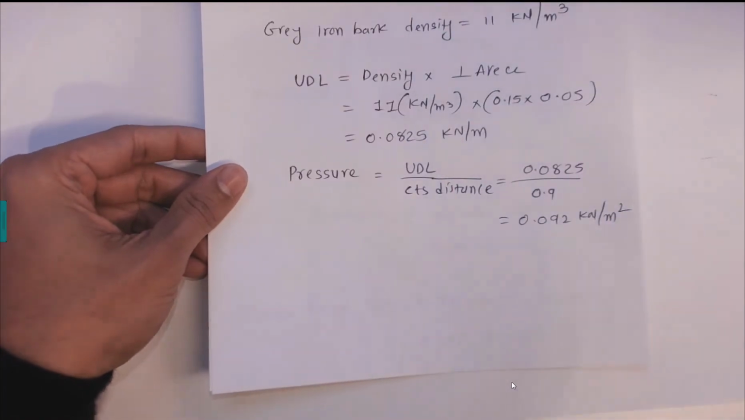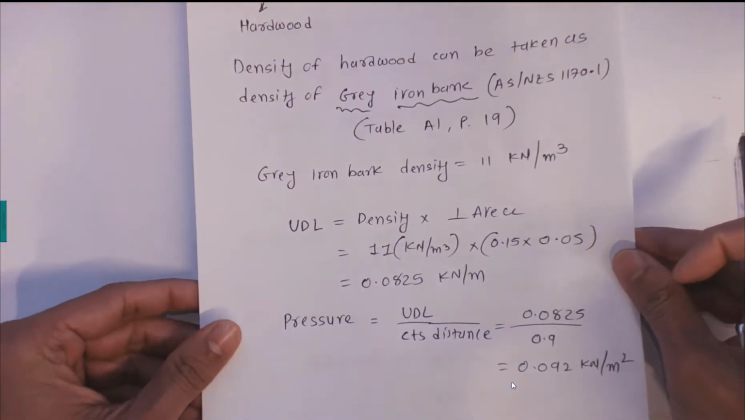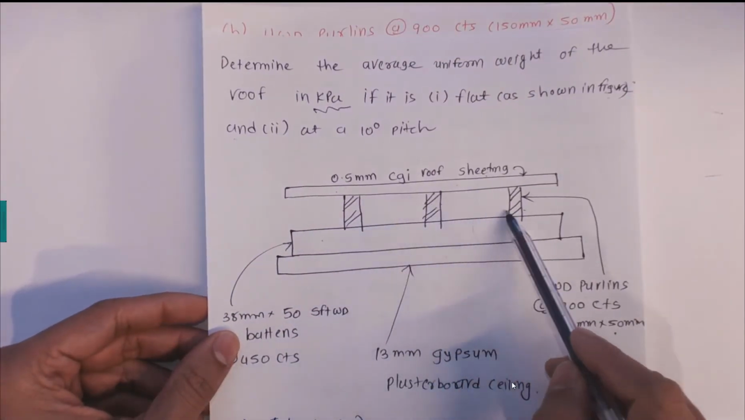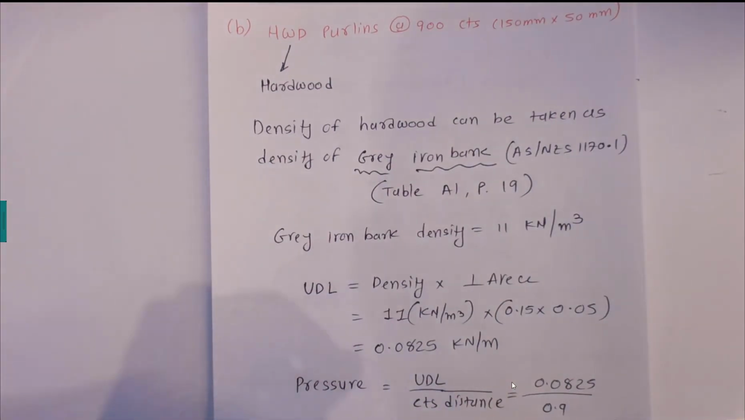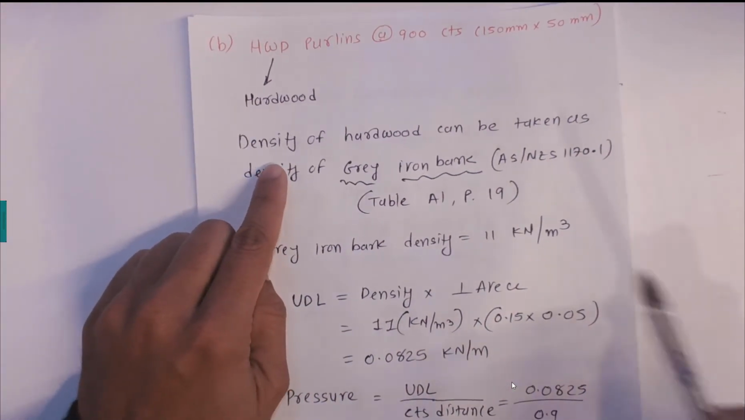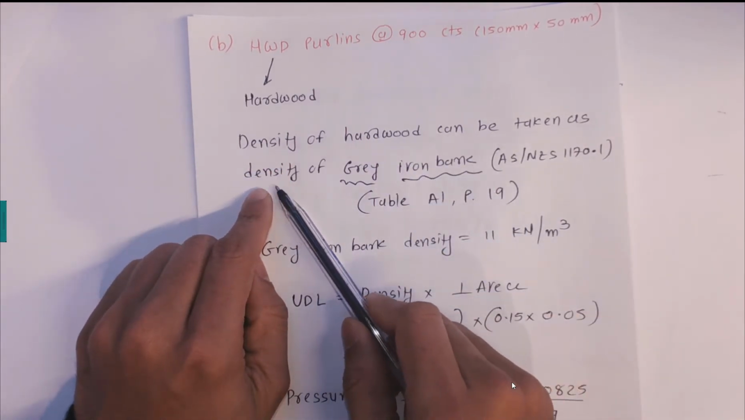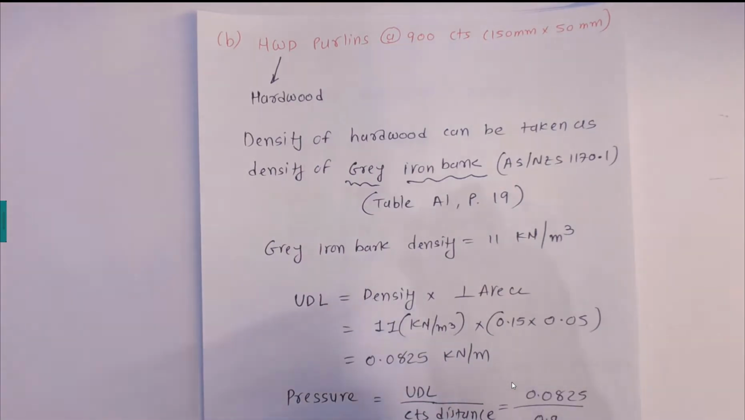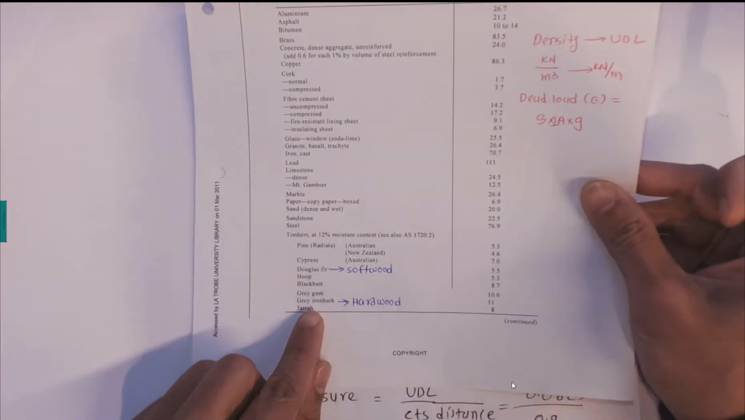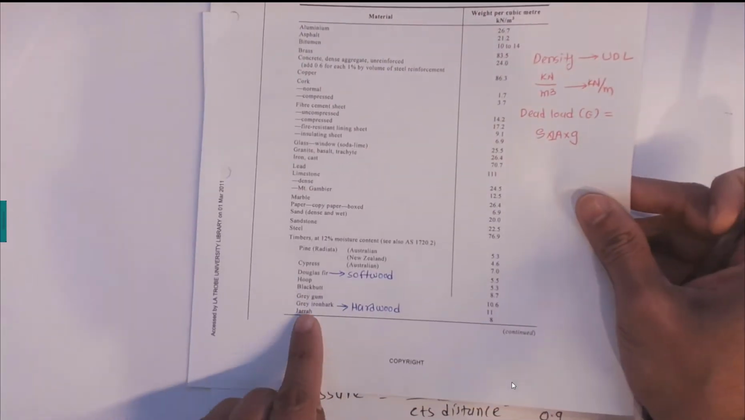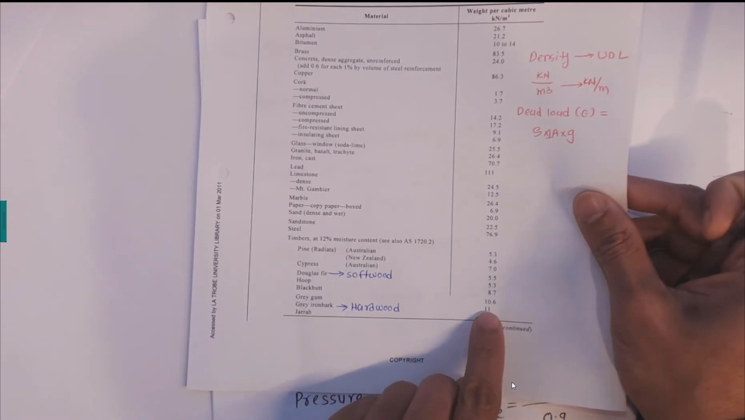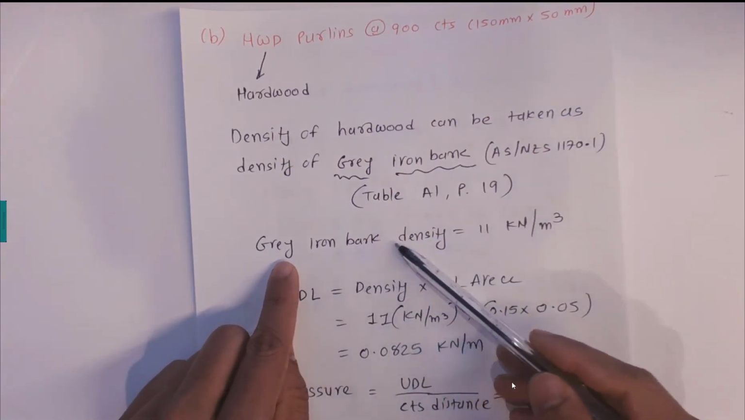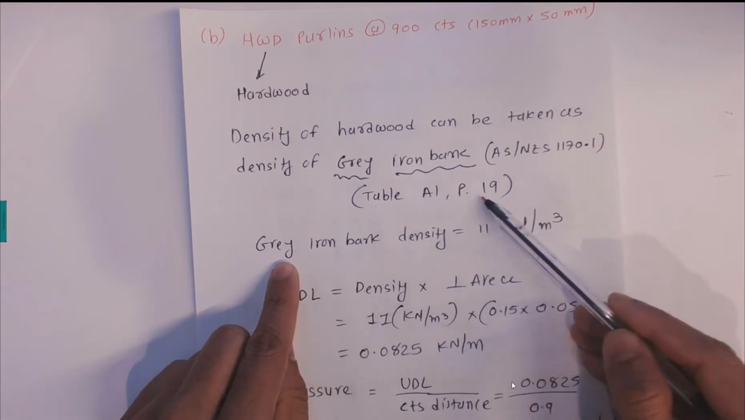Now we can work out the second layer of the example, where the second layer is a hardwood purlin. So I can show it. We are talking about this hardwood purlin. For the second layer, we need to find the density of the hardwood, and the Australian standard gives the density of grey ironbark, which is an Australian hardwood. In Table A1 on page 19, grey ironbark hardwood has 11 kilonewton per meter cube. That is given as a density, but we need pressure, so I need to work it out a little bit here. Grey ironbark density is 11 kilonewton per meter cube, Table A1 page 19.